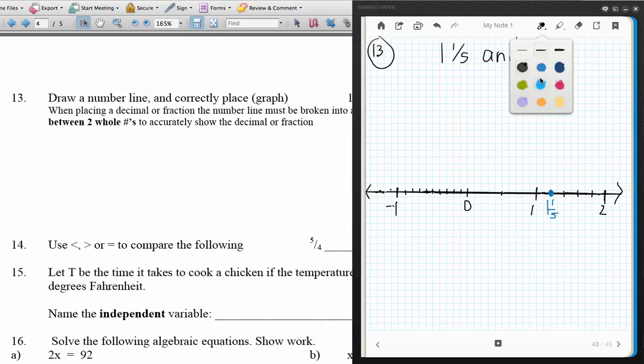So I'm going to go to my color again, and I'm going to locate the 1, 2, 3, 4, 5, 6, and 7th one. I will put a dot right there on the 7th one and label it as negative 0.7. And that is my labeled point. All right, that wraps it up.